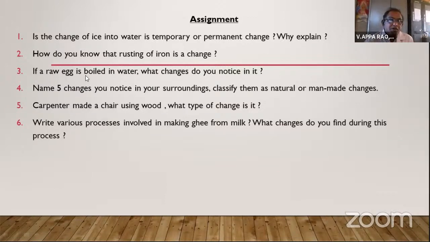If a raw egg is boiled in water, what changes do you notice in it? In the raw egg, there is a liquid form. After it is boiled, it changes into a solid. This is the change we notice in the boiled egg.